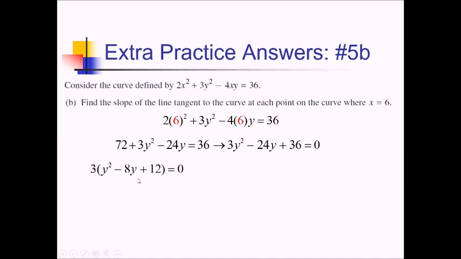And two things that multiply to give me 12 and add up to negative 8, we can factor this into y minus 2 and y minus 6. All right, so that means that our y values are going to be 2 and 6. So we just need to figure out now for the points (6, 2) and (6, 6) what the dy over dx equals.